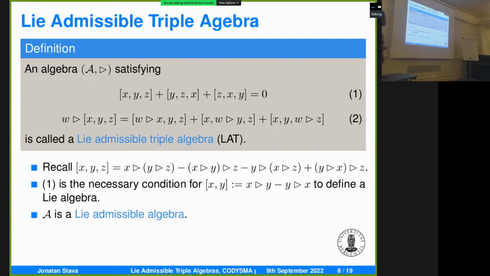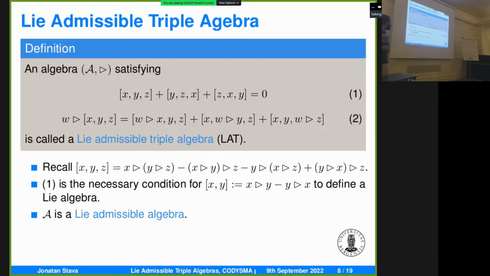Now we come to the algebra that I'm interested in, which is the Lie admissible triple algebra. It is defined as an algebra that satisfies these two relations. The first one looks similar to the Jacobi identity. It says that the cyclic sum over the arguments here should be 0. The second one says that if you multiply something with a triangle product into this triple bracket, it jumps in as a derivative. Any algebra satisfying these two relations is called a Lie admissible triple algebra, or LAT for short.